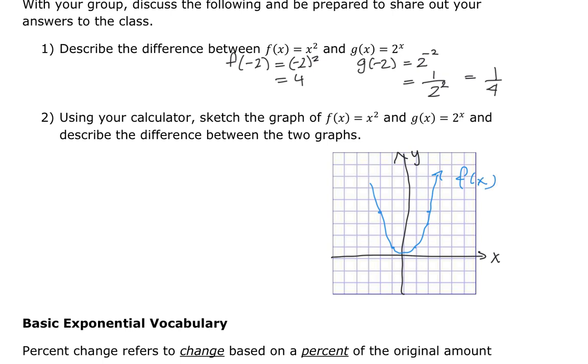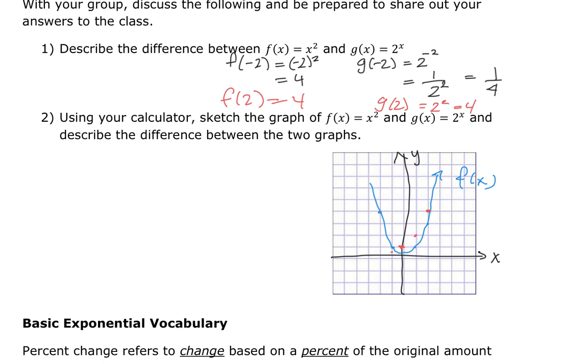Now, if I graph 2 raised to the x, well, 2 raised to the 0 is 1. Anything raised to the 0 power is 1 except for 0. If I put in 1 for the exponent, I get 2 out. But if I put a -1 for the exponent, I get 1/2 out. If I put in 2 for the exponent, I get 4 out. So f of 2 is 4, and g of 2 is 2 to the 2, which is also 4.